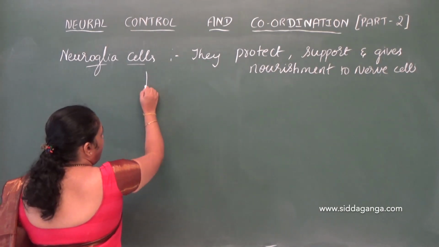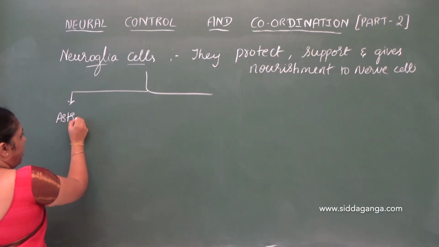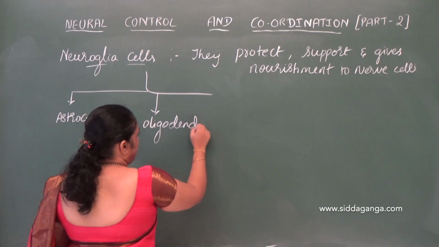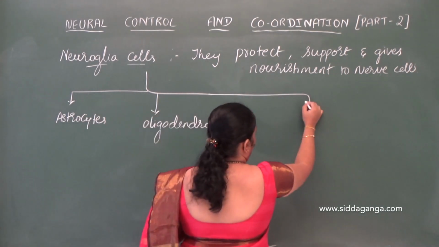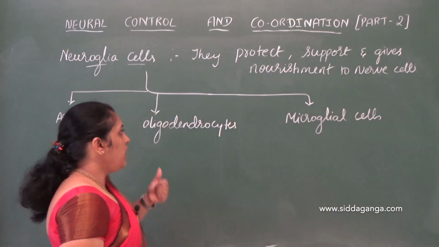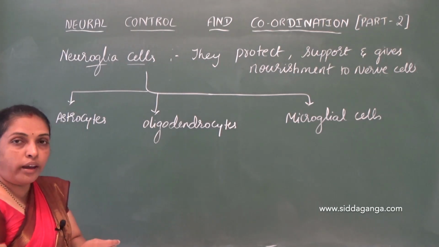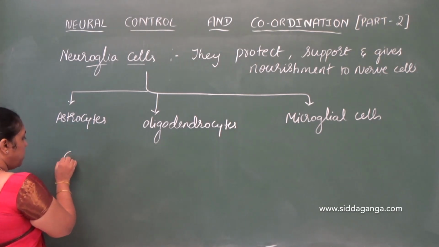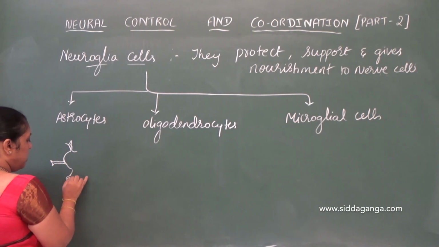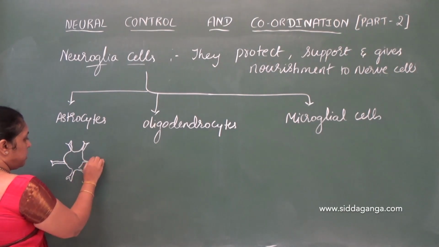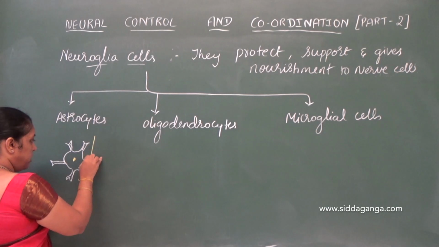These neuroglial cells are of 3 types: astrocytes, oligodendrocytes and microglial cells. These neuroglia cells do not have dendrites or axon. They have processes from the cell body, but they don't have dendrites or axon. The cell looks like a star, therefore it got the name astrocytes.